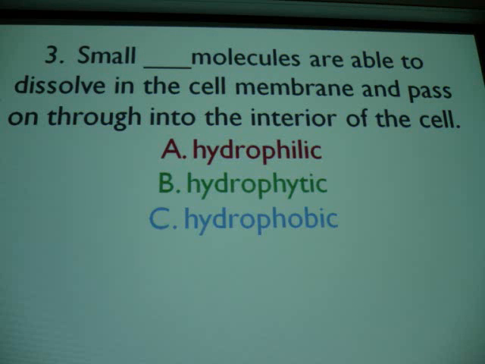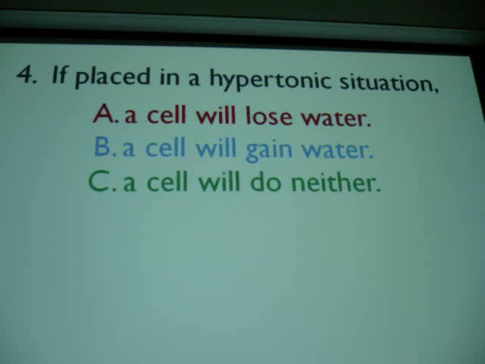Small molecules pass through the cell membrane. Those would be what kind of molecule? If you can pass through the membrane, hydrophobic. You're hydrophobic. Phobic, because you hate the water. You love the fat, and you go through the fat.